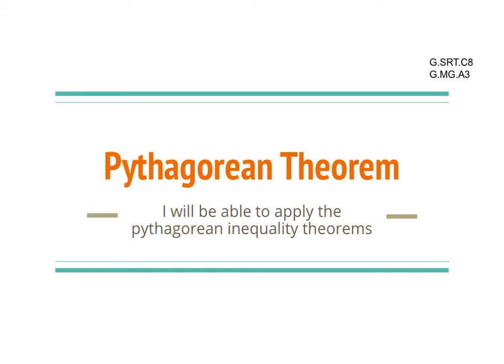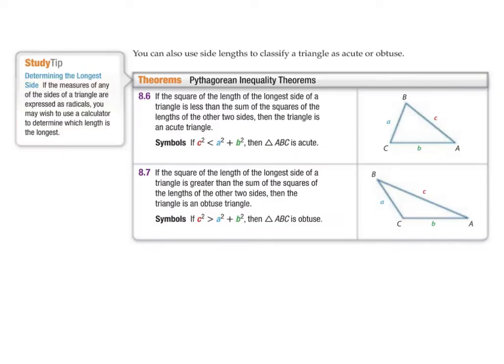Pythagorean theorem. After watching this video, I will be able to apply the Pythagorean and inequality theorems. So first we need to recall that the Pythagorean theorem is leg squared plus leg squared is equal to the hypotenuse squared. And we can basically use this if we have a right triangle to find the missing side or to determine if a triangle is a right triangle or not.